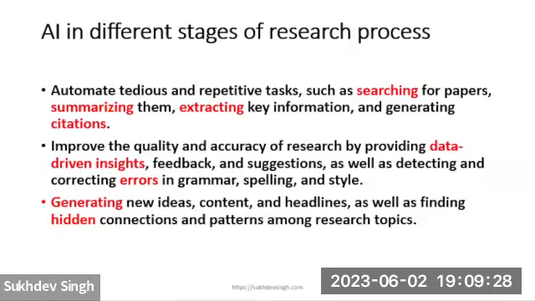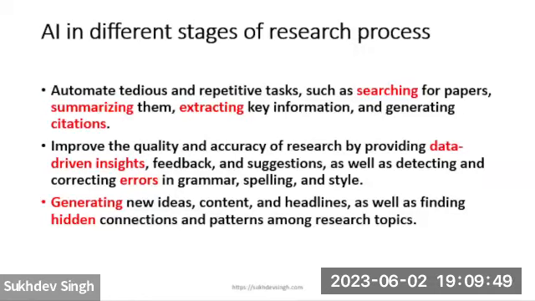So AI can be used in different stages of the research process. The first one, and the starting point, is that you can automate tedious and repetitive tasks such as searching for papers, summarizing them, extracting key information, and generating citations.